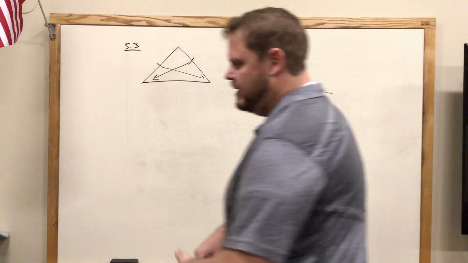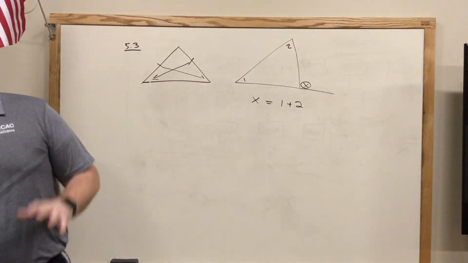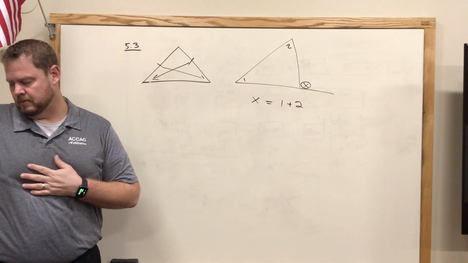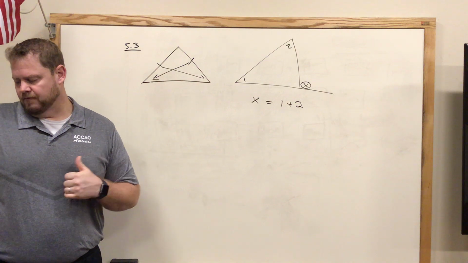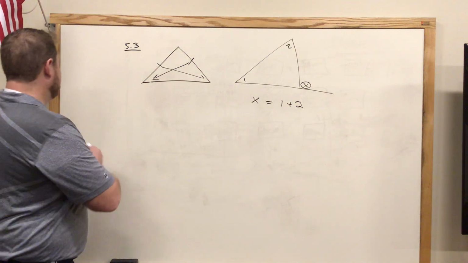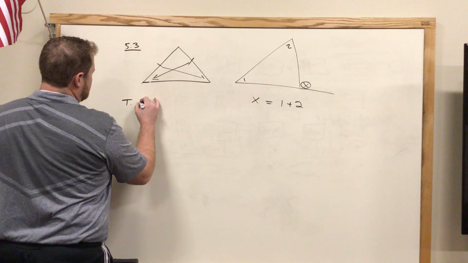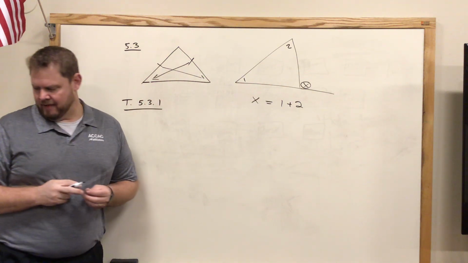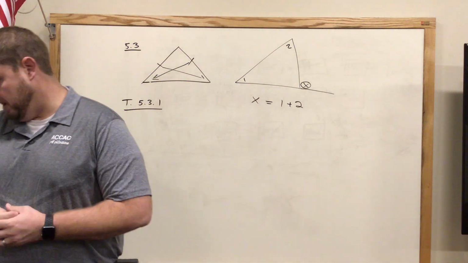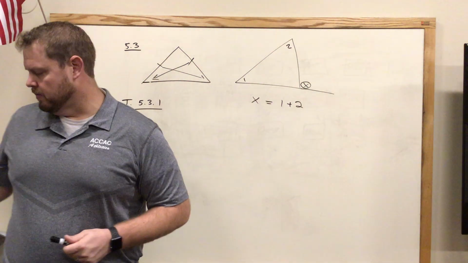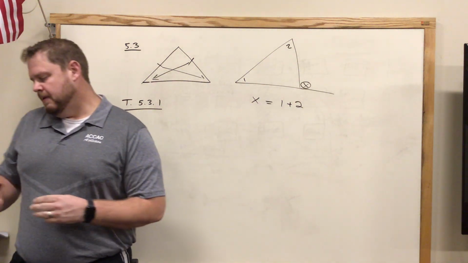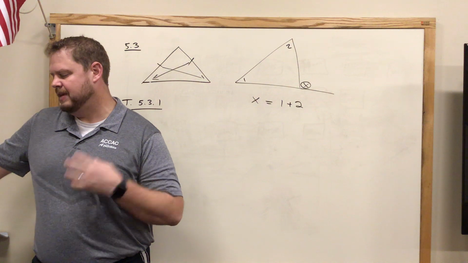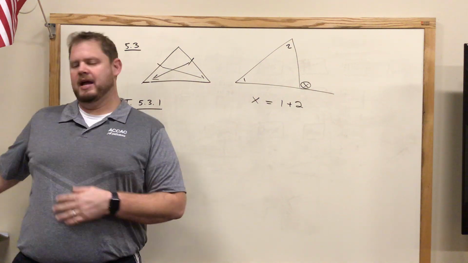The first thing you need to make sure you understand is that there's a comparison. There has to be something that's going to be bigger or smaller based on some information. Here's the information. The first theorem that you will have to learn in this section is theorem 5.3.1. And this is what the theorem says. I'm going to read it for you and then we're going to write on the board. The measure of an exterior angle of a triangle is greater than the measure of either remote interior angle.